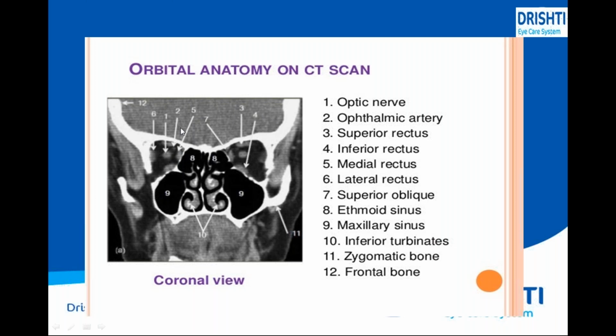Three is the superior rectus. These four are the rectus muscles, and the central portion is the optic nerve. So superior, inferior, medial, and lateral rectus, all four rectus muscles, and the ethmoid and maxillary sinus.